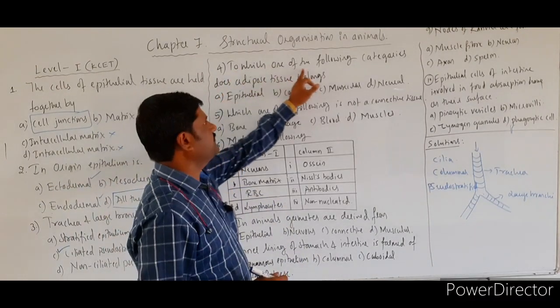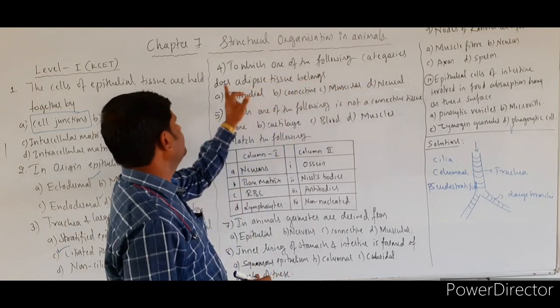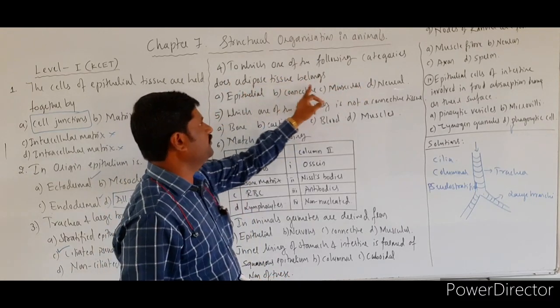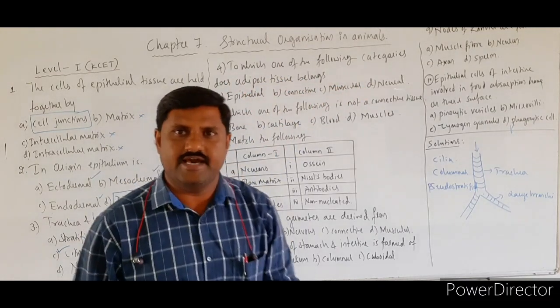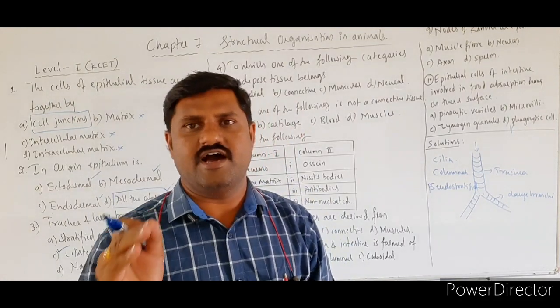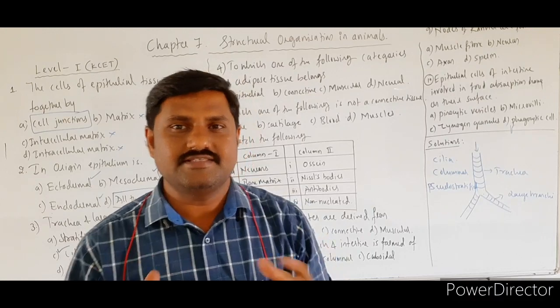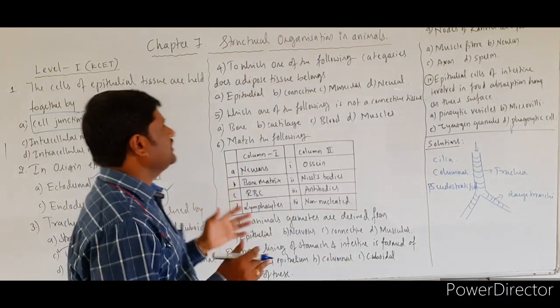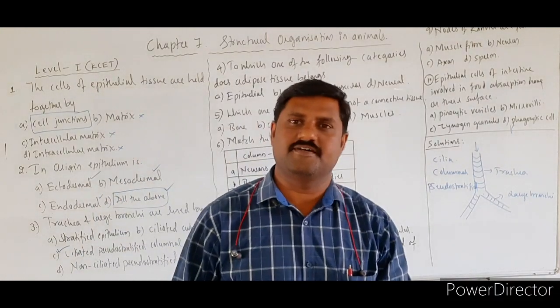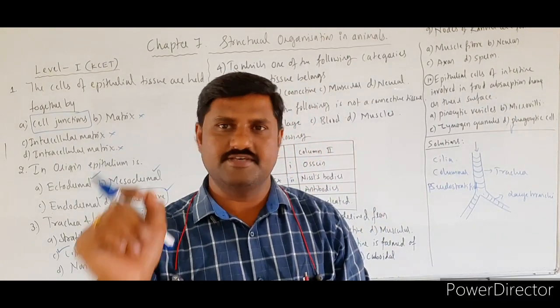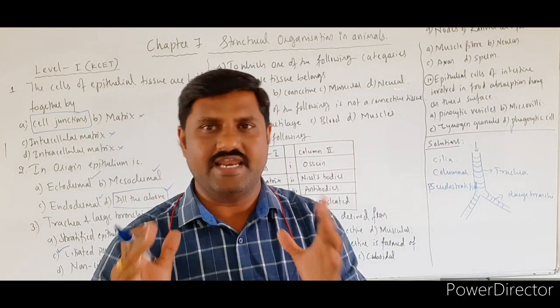To which one of the following categories does adipose tissue belong? See here, adipose tissue is one of the loose connective tissues, right? And this adipose tissue is meant specially for storage of fat material. So this is the fact you are aware of, right?